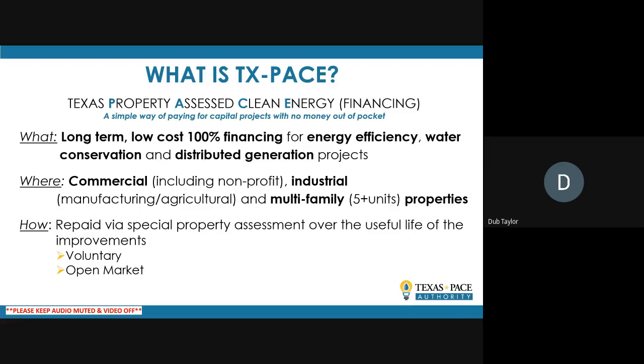And in our definition here in Texas, commercial includes multifamily as well, as long as it's 5 units or more. So essentially everything but residential is eligible. And what's key to this is the repayment is secured by a special assessment on the property that's in place over its useful life. And so this provides security for the lender. It provides a longer and constant payment stream that better aligns with the savings, and it allows projects to move forward that otherwise might have capital hurdles that prevented them from advancing. So that's PACE in a nutshell.